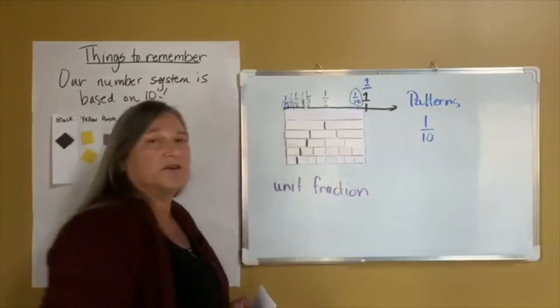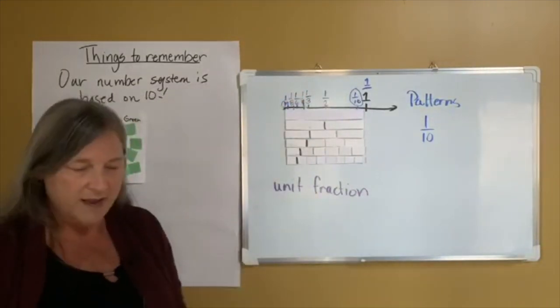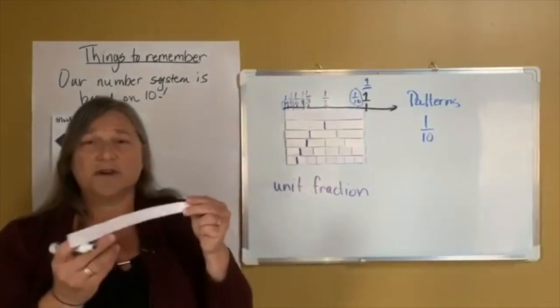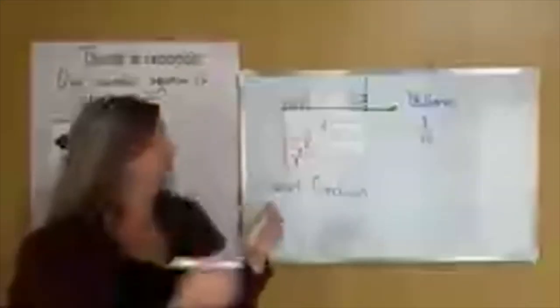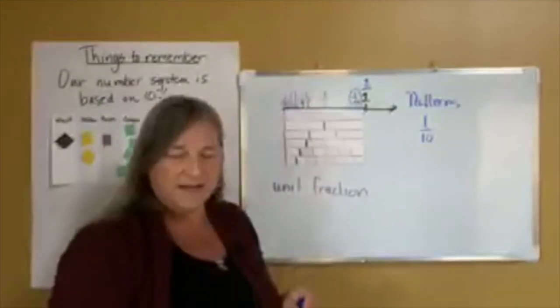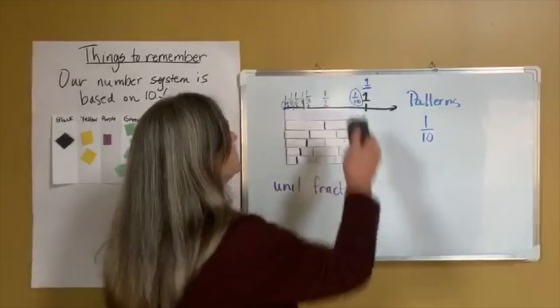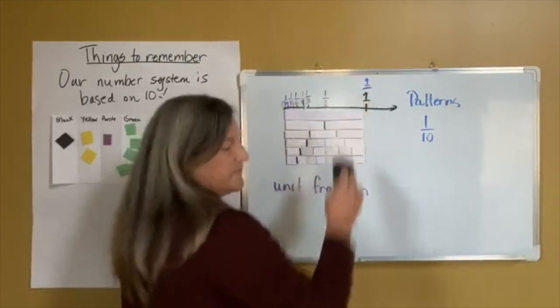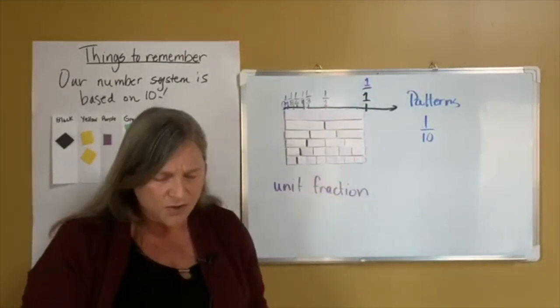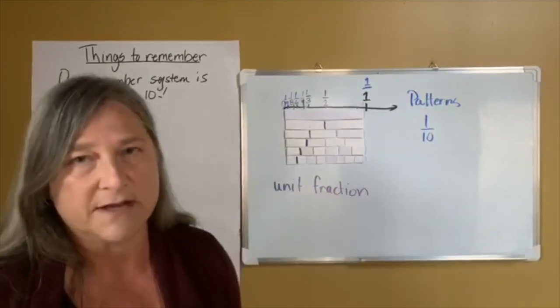So then what you do is you test it. We have another strip. We take this strip, we fold it into 10 pieces, we put it down, and we can see what happens. So those are the kinds of questions you want to ask your student when we're starting to put fractions on a number line. So many things you can do with fractions on a number line.